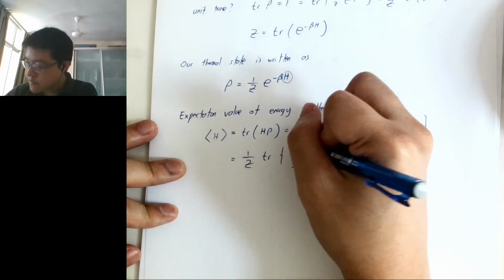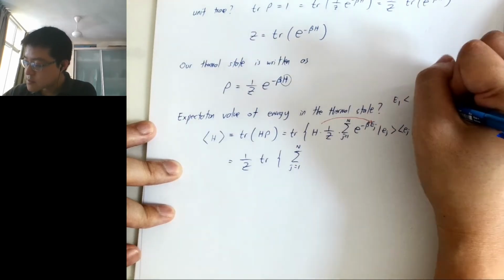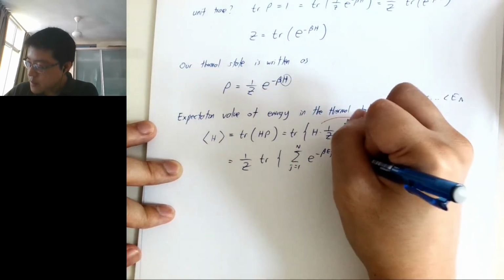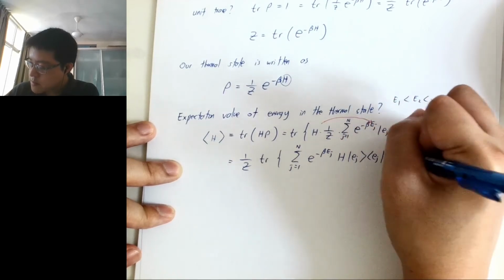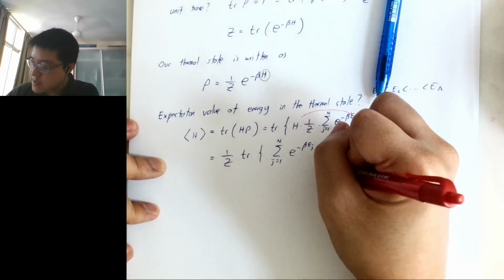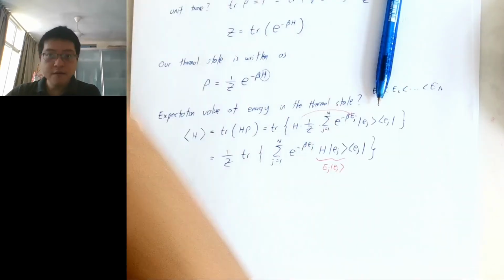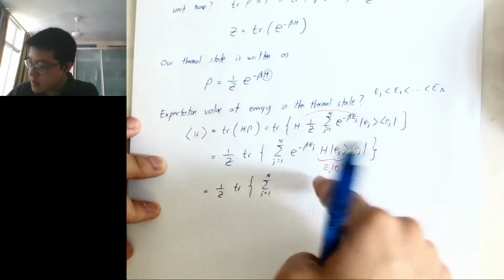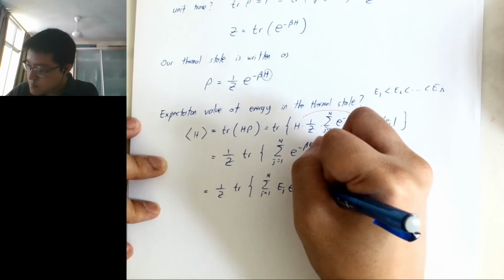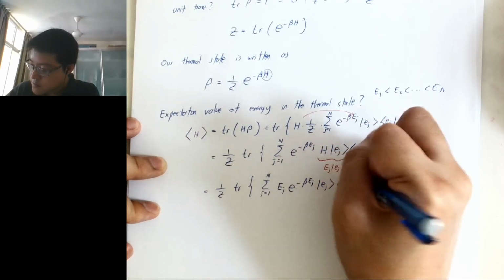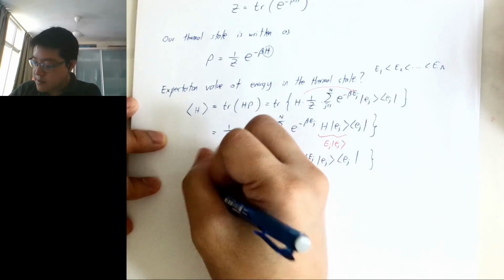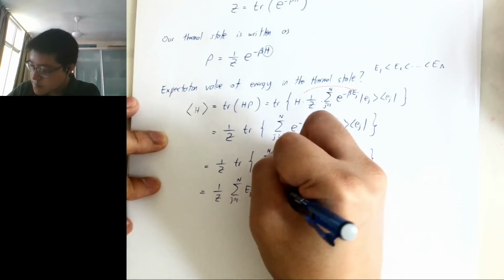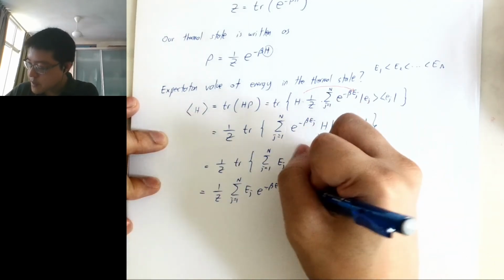So this is a summation over j from 1 to n, right? So I've got n energy levels. I'm summing from 1 to n, e^(-beta Ej), with H operating on this, right? And because these are eigenstates, it just gives me Ej. So I've got 1 over Z, the trace of the sum over j from 1 to n of Ej, so it's just a number now. Right? And then the trace operation is linear, so I can take this out, and then I'm taking the trace of the ket-bra.